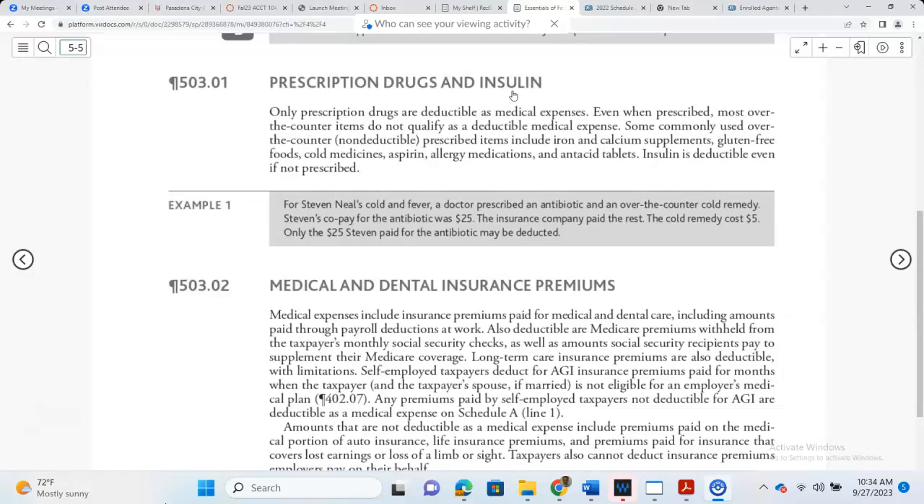Insulin, yes, you see, insulin is included. But here it says over the counter. Let's read it. For Stephen Neal's cold and fever, the doctor prescribed an antibiotic and an over-the-counter cold remedy. Stephen's copay for the antibiotic was $25. Okay, that's good, the insurance company paid the rest. The cold remedy was $5. Only the $25 will be used. The $5 is not.